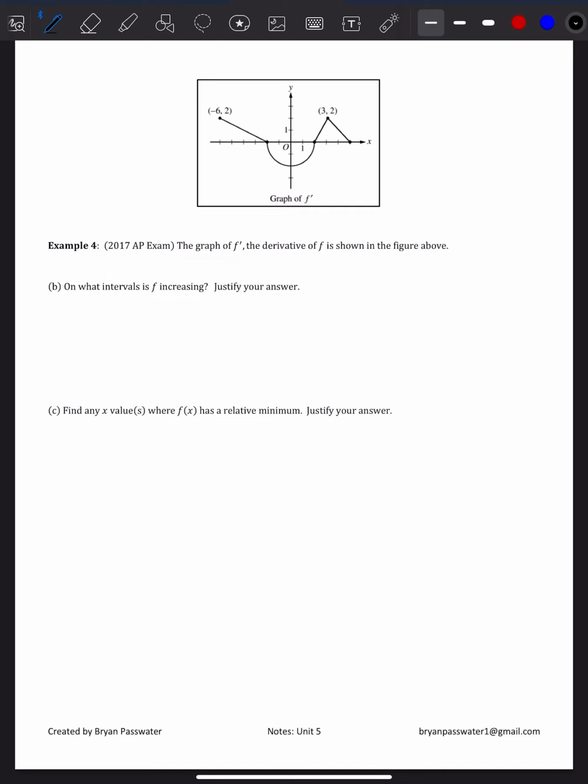The graph of f prime, the derivative of f is shown above. On what interval are we increasing? So we have to keep in mind that we have the derivative. So this is already telling us when it's positive or negative. So we are looking at anything above this line being increasing and anything below it decreasing. So one of the things that I do first a lot of time is just remind myself increasing, decreasing. Okay. On what intervals is f increasing? Justify our answer.